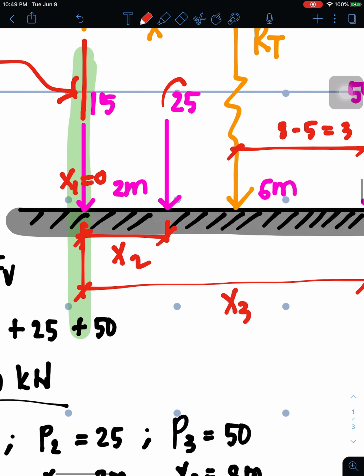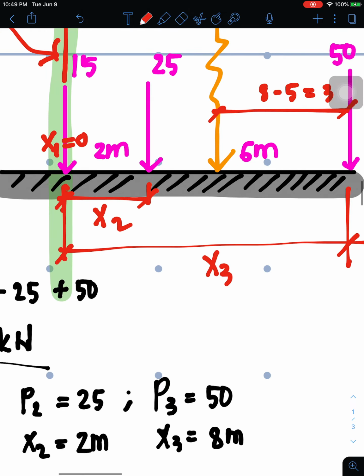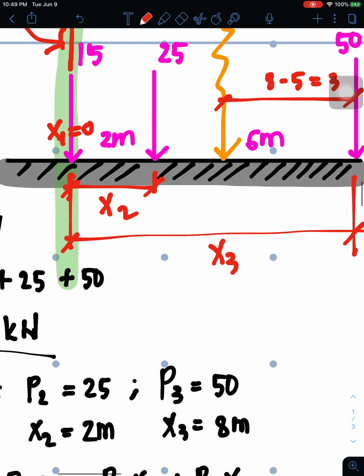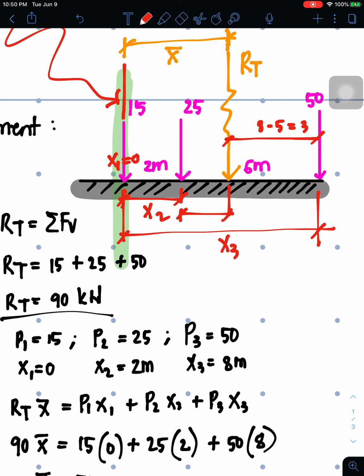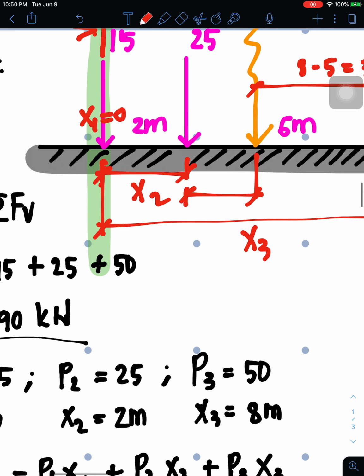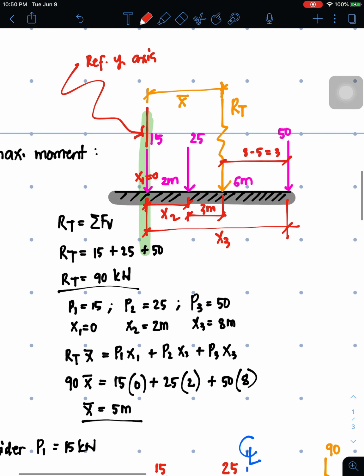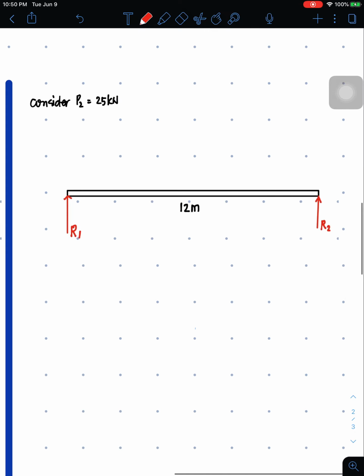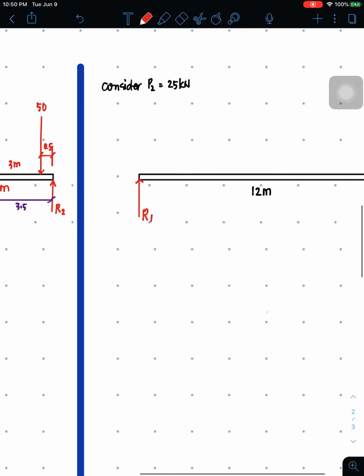and then the distance between 25 and 15, which happens to be at the reference line, is 2 meters. Therefore, the distance between the resultant and 25 is part x minus 2, which is 3 meters. No? So that's 3 meters. Basically, we're gonna divide the 3 meters distance between the 25 or the P2 and the resultant. That's 1.5 on both sides.